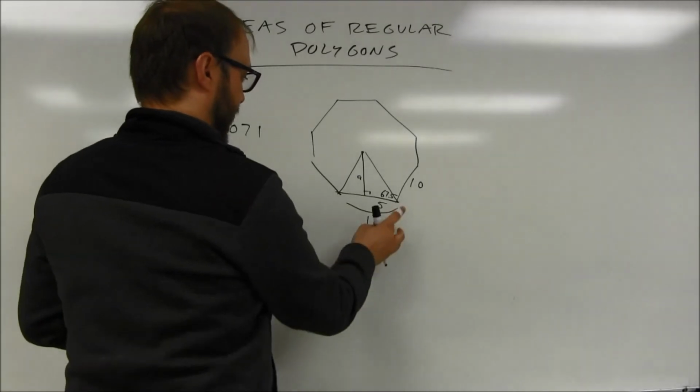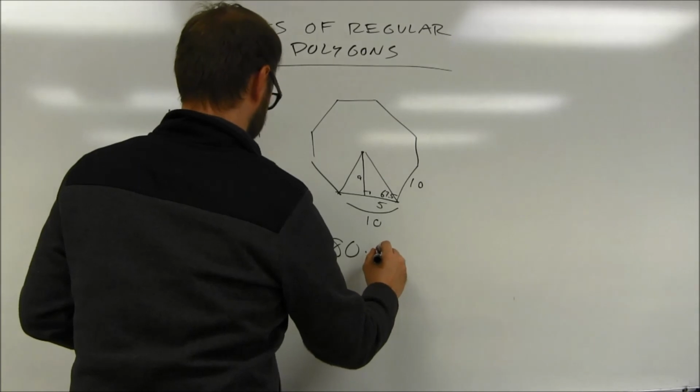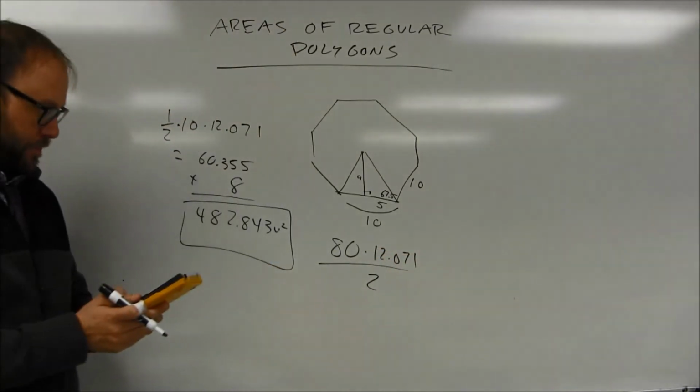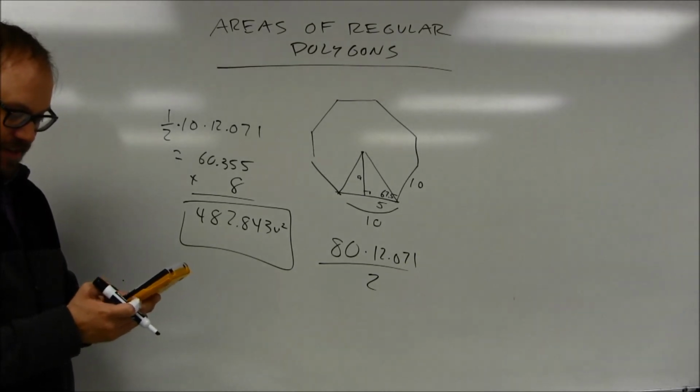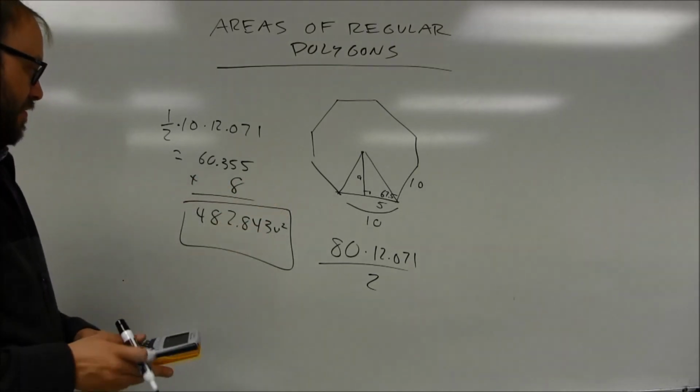Again, if you want to do half the perimeter times the apothem, that also would work. The perimeter, we have 8 sides, 10 units each. The apothem is about 12.071. We're going to divide by 2, and you should get the same thing. I'll try it, make sure it actually works. Hey, look at that, we get 482.843.